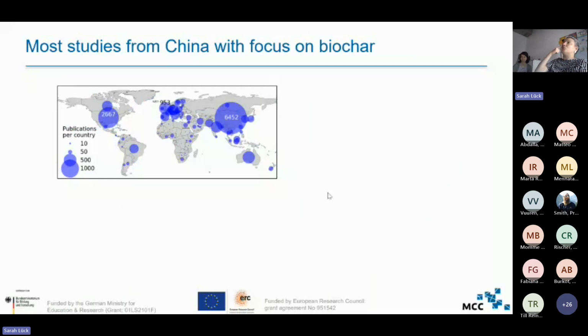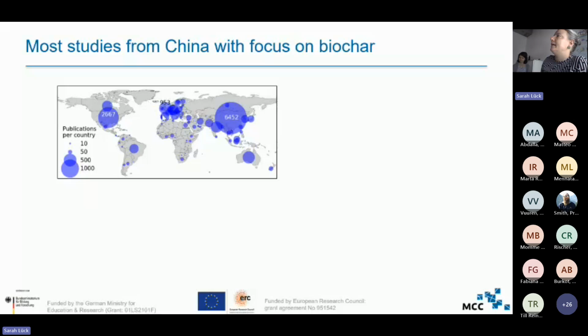Okay, next we ask, where do the studies come from? We use the first author affiliation as a proxy for the origin of the study, basically. And we see most of the studies come from China. Second most come from the US. Here, that's the country with the third most studies.